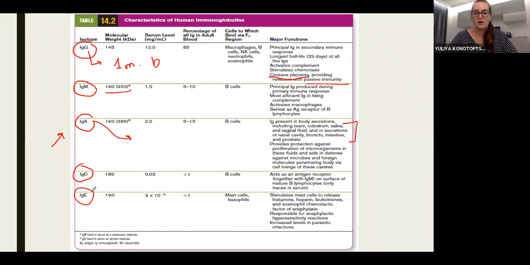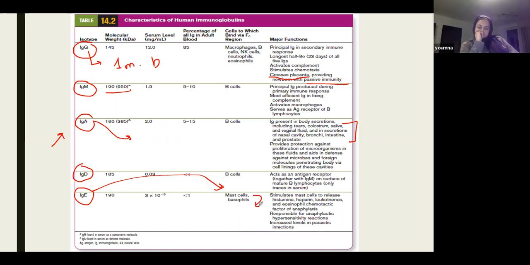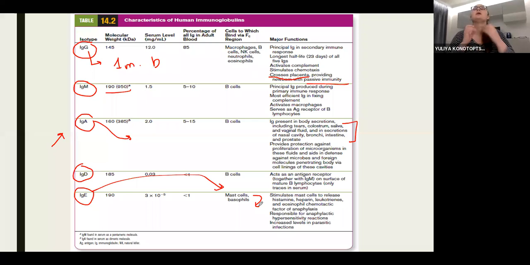IgE, allergic reaction. So take a look, who does IgE bind to? The mast cell and basophils, and it forces them to release their contents, which is the histamine and heparin. And hence you have this vasodilation, I don't know, some kind of itchiness, right? So, and etc.